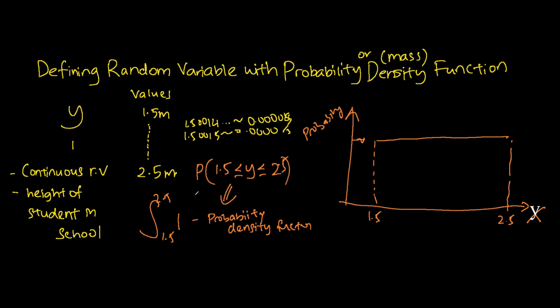For this kind of curve, or this kind of probability density function, it also defines a random variable. When you see this kind of straight horizontal line curve, we have a name for this continuous random variable, and it is called the uniform random variable. Let me just write it down in white. It's actually called the uniform random variable.